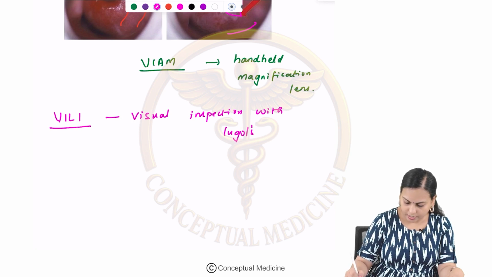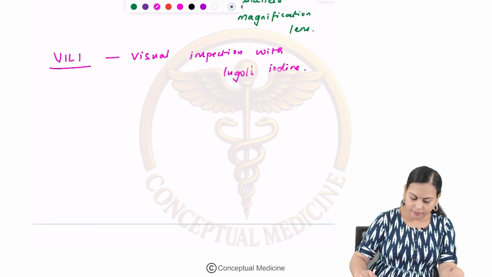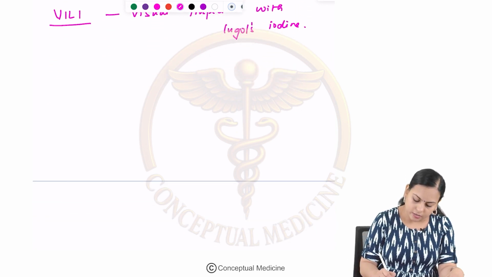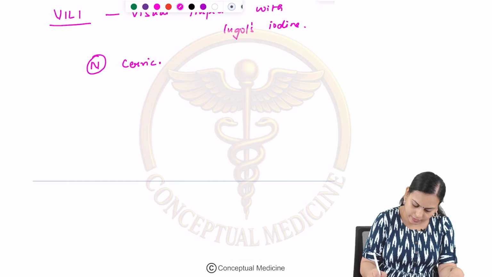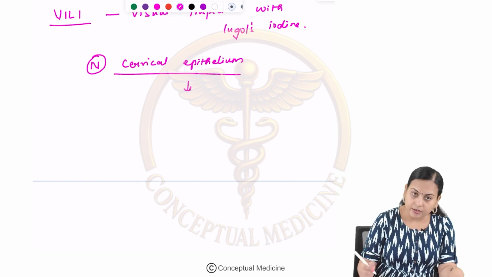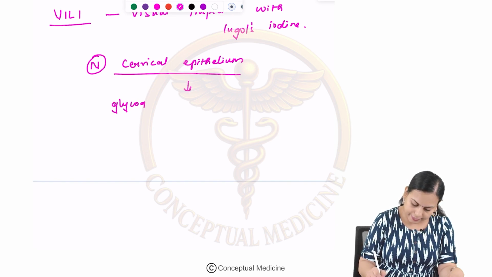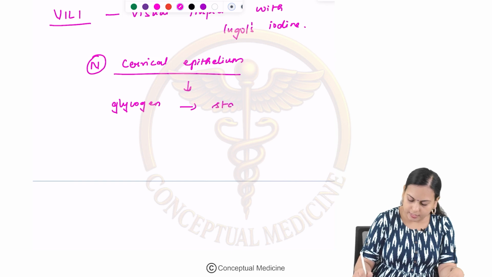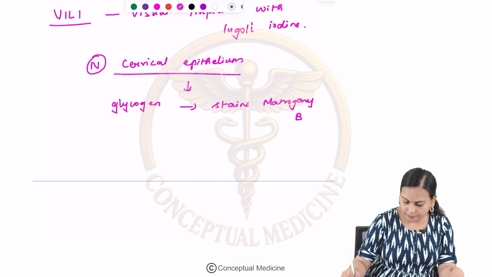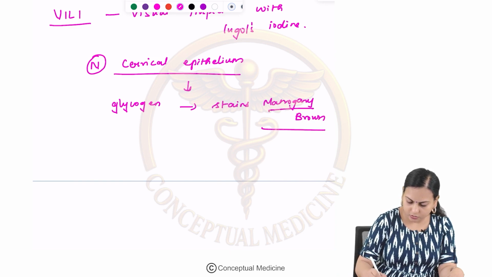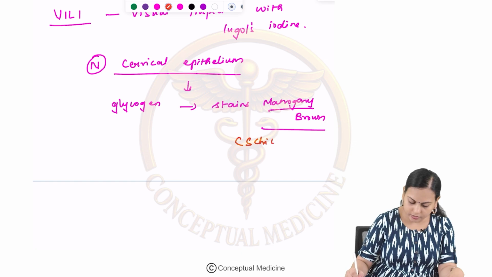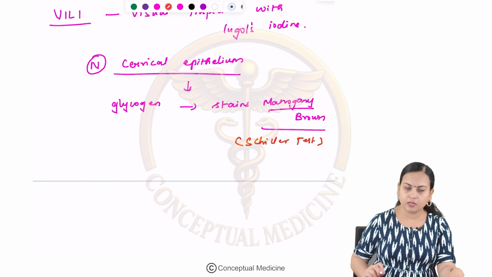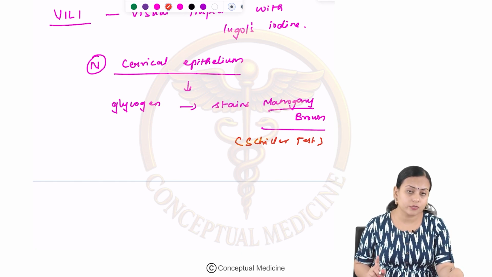Next is VILI. VILI means visual inspection with Lugol's iodine. After application of iodine, the normal cervical epithelium has a rich content of glycogen, so it stains mahogany brown in color. This test is also known as Schiller's test. Remember, the normal regions are those which have the brown stained color.